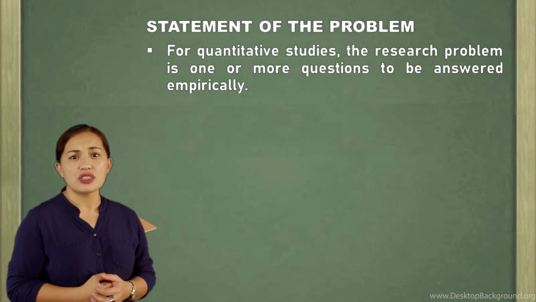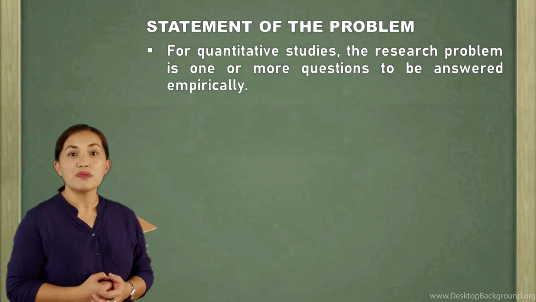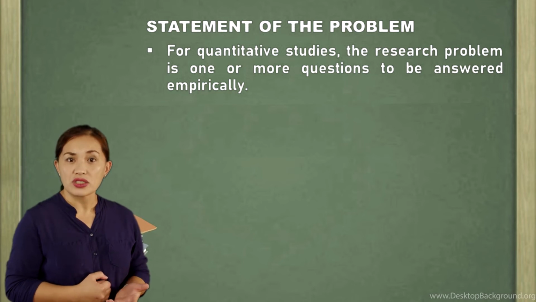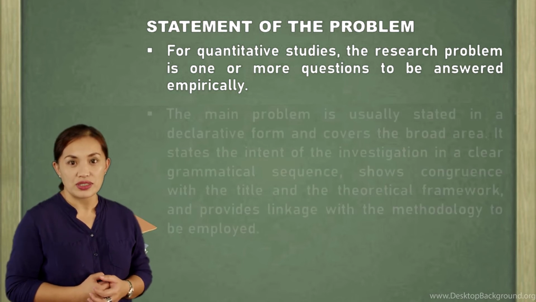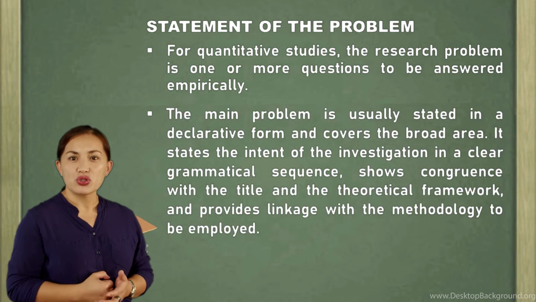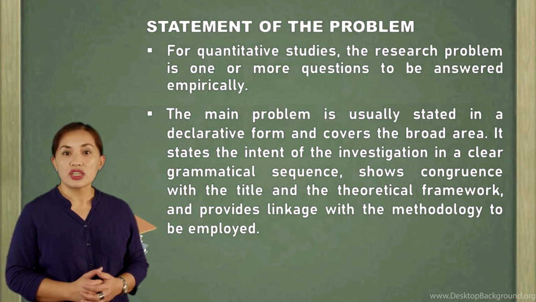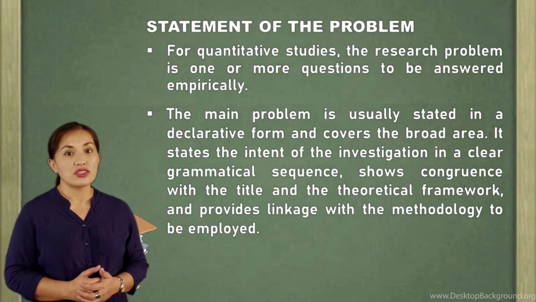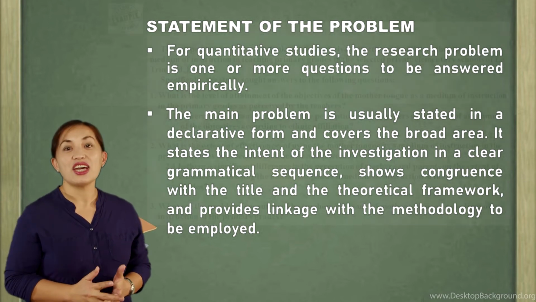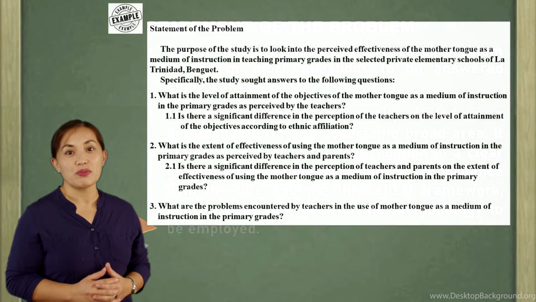For quantitative studies, the research problem is one or more questions to be answered empirically. Empirically means originating in or based on observation or experience. The main problem is usually stated in a declarative form and covers the broad area. It states the intent of the investigation in a clear grammatical sequence, shows congruence with the title and the theoretical framework, and provides linkage with the methodology to be employed. Let's take a look at these examples.